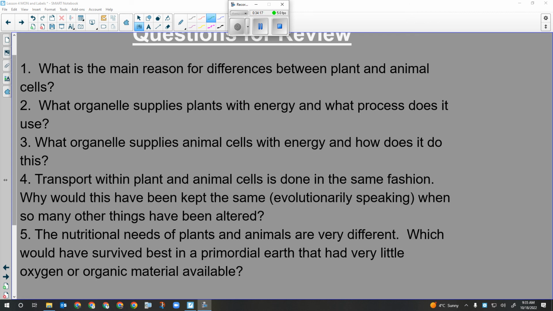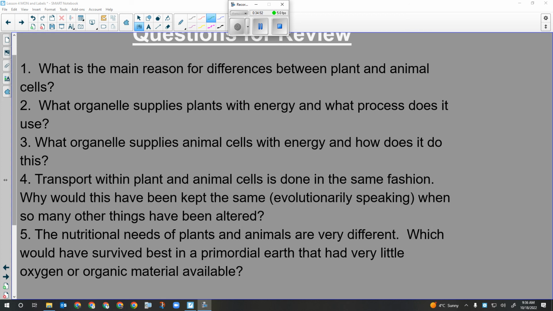Which would have survived best in a primordial Earth, baby Earth, that had very little oxygen or organic material available? Which evolved first, photosynthesis or the other? Photosynthesis. Blue-green algae are some of the first things to show up in the fossil record. They were photosynthetic because they could make their own oxygen and their own glucose from carbon dioxide, which was plentiful, and water, which was plentiful, and sunlight, which was also plentiful. So that's what evolved first. All right, questions on any of those?